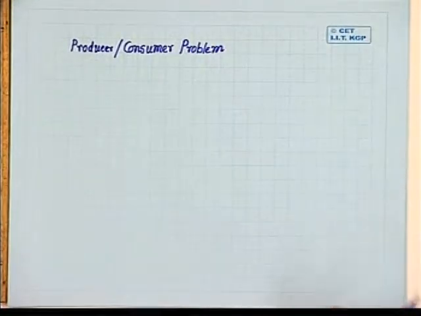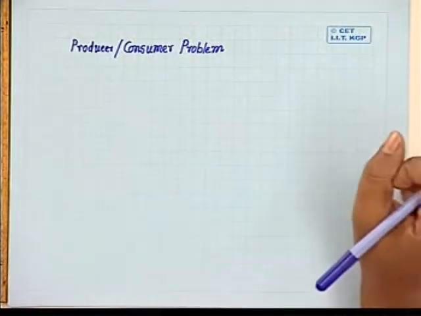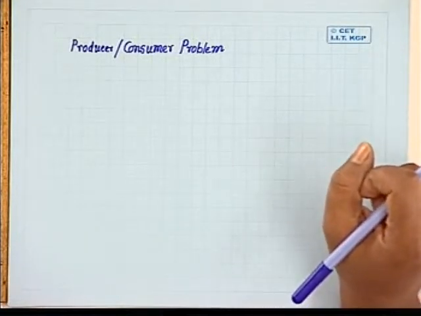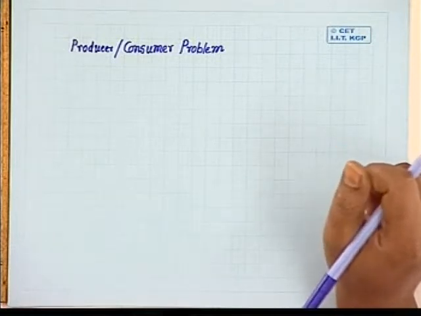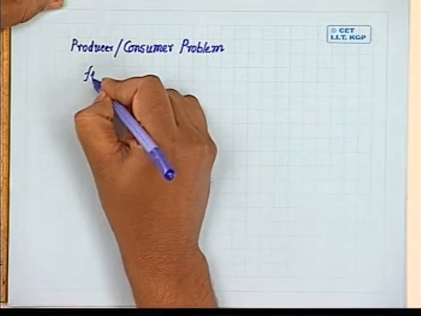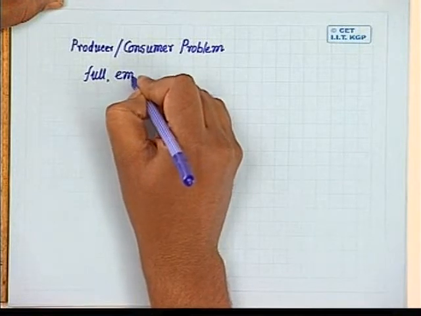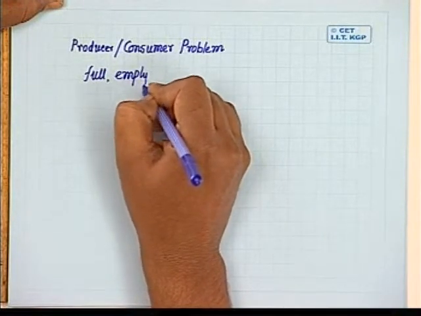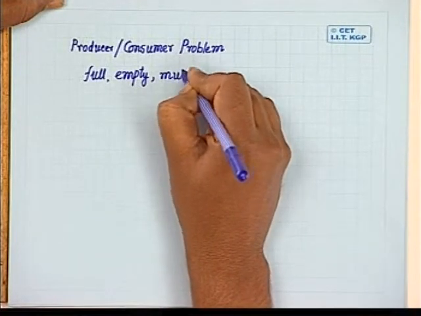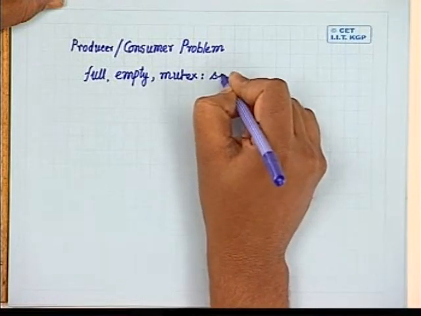We have seen two different solutions of this producer-consumer problem earlier. Now let us see whether we can solve this producer-consumer problem using the semaphore variables as well. To solve this producer-consumer problem, we assume that there are three semaphore variables. One of the semaphore variables is full, the other semaphore variable is empty, and the other one is, say, mutex. All these are semaphore variables.